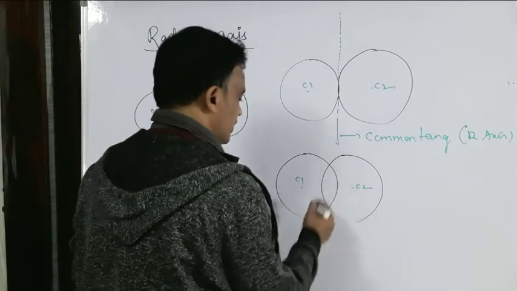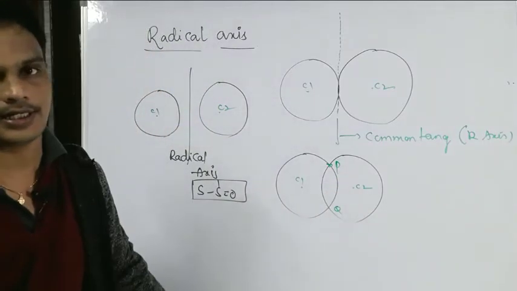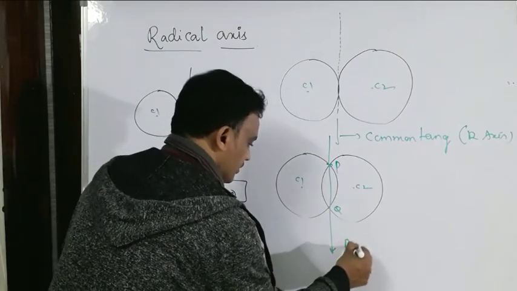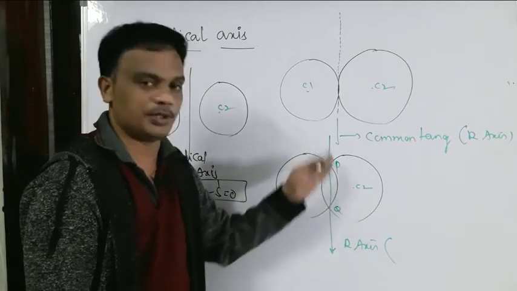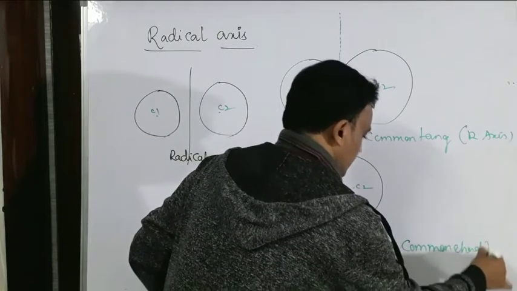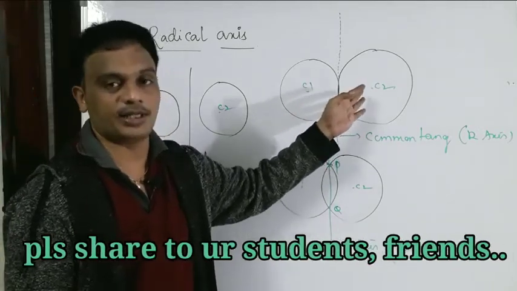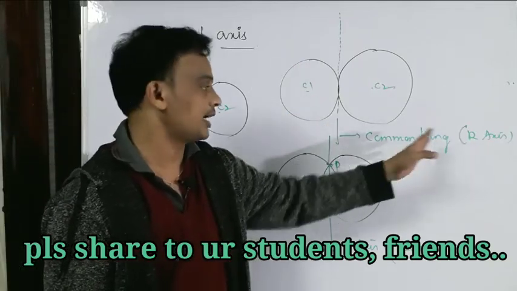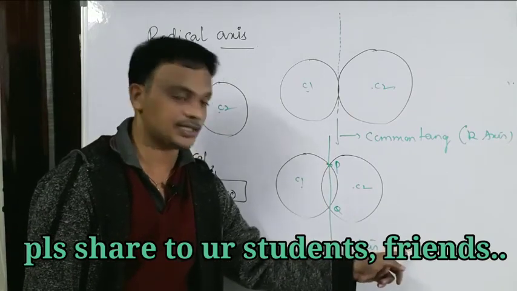Okay. In the third case, when the two circles are intersecting at P and Q, this will be the radical axis. What can you say about this line? The line PQ is the common chord. Yes, a common chord. Please observe the two cases. When the two circles touch each other externally, the radical axis is the common tangent. And when the two circles are intersecting at two distinct points, the common chord is nothing but the radical axis.